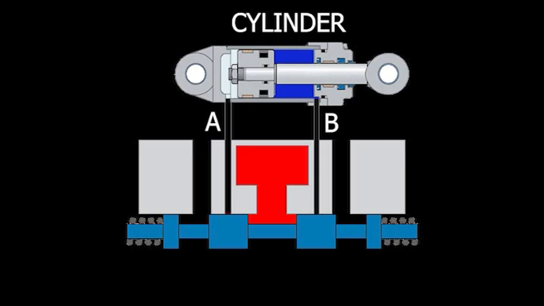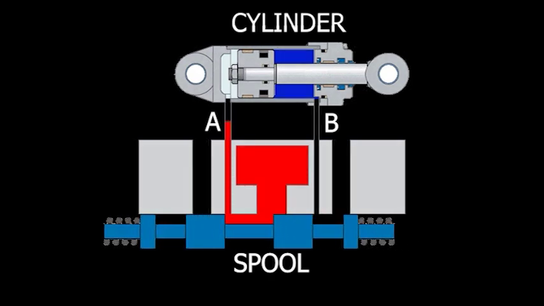Inside the valve, a spool moves back and forth based on signals sent to it from the operator or the machine control system. This will then uncover ports inside the valve that allow pressurized hydraulic fluid to move into the A side of the cylinder and push the rod out, thus moving the blade.